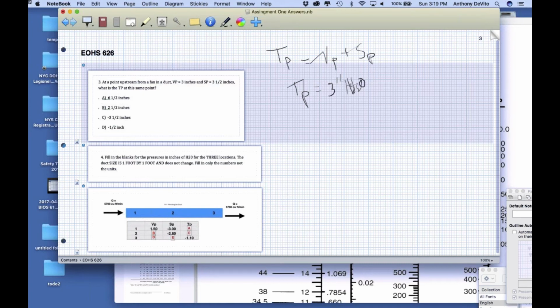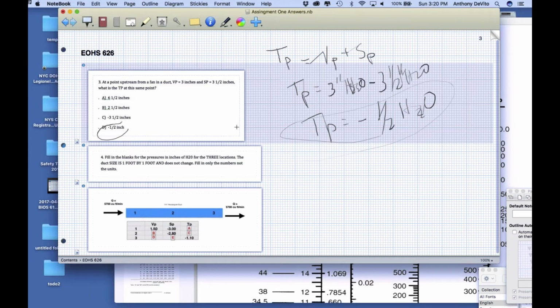right? Plus our static pressure, which is a negative pressure. And so our total pressure is equal to negative 1/2 inch of water. Okay, so keep in mind that the total pressure isn't necessarily a positive number, particularly on the suction side of the fan, okay, on the upstream side of the fan. Okay, and I think we do have a selection there, which looks correct.